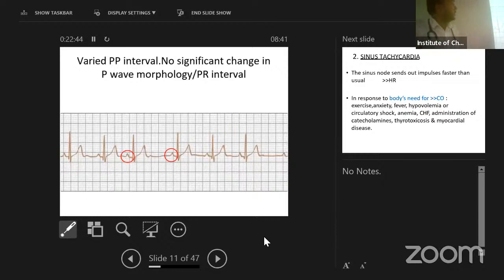This is the ECG showing the sinus arrhythmia that varies with respiration. At this point there is a P wave and there is a large RR interval between this point and that point. So there is a varied PP interval, but no significant change in the P morphology or PR intervals.